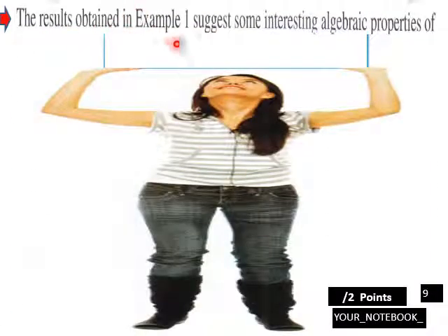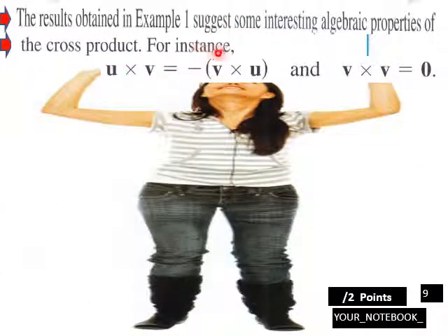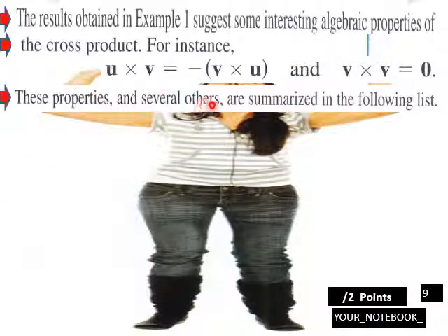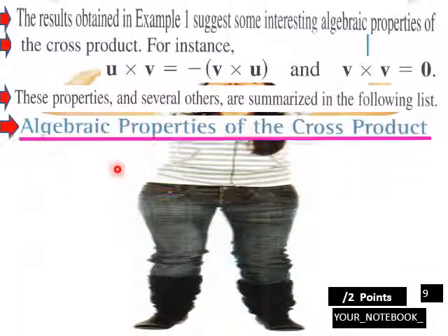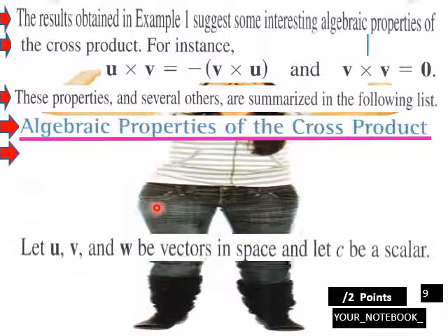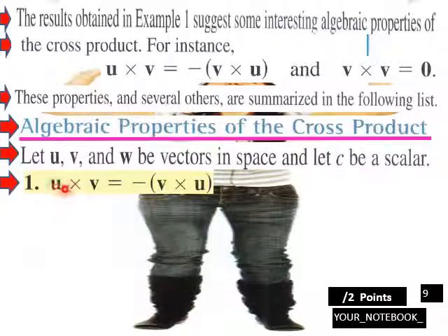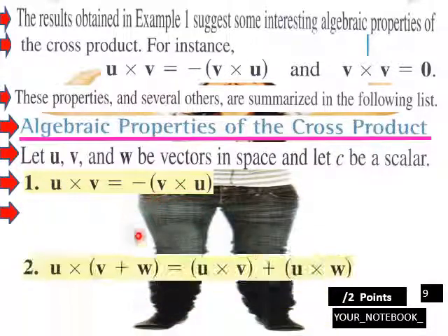The results obtained in example 1 suggest some interesting algebraic properties of the cross product. For instance, u times v equals the negative of v times u, and v times v equals 0. These properties and several others are summarized in the following list. Algebraic properties of the cross product: let u, v, and w be vectors in space, and let c be a scalar. First, u times v equals the negative of v times u. We change places here, and we get the negative of that.